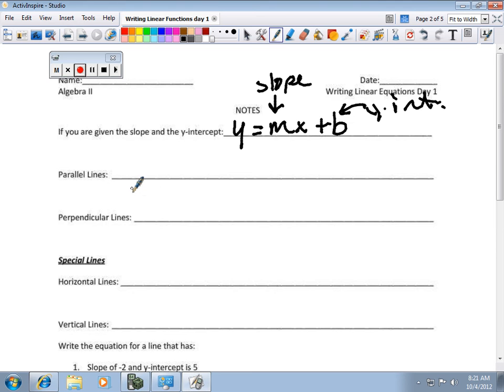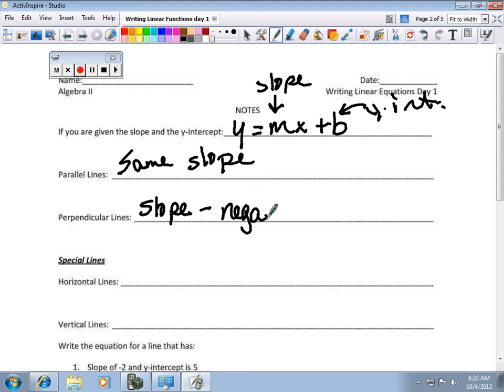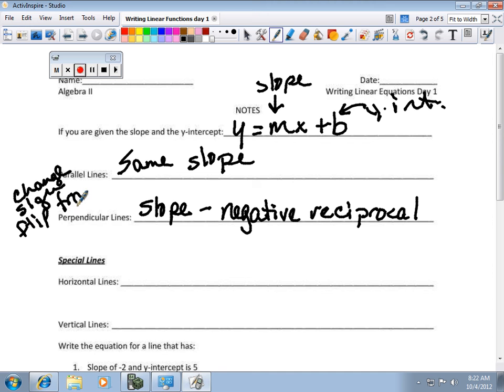We need to remember that parallel lines have the same slope. This is what makes them never touch. Perpendicular lines do cross. They form a 90-degree angle. The slope is the negative reciprocal. What you do to get the negative reciprocal is you will change the sign and you will flip the fraction. So if you had 2/3 and you wanted to be perpendicular, the new slope would be negative 3/2.